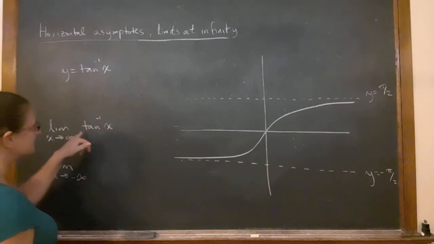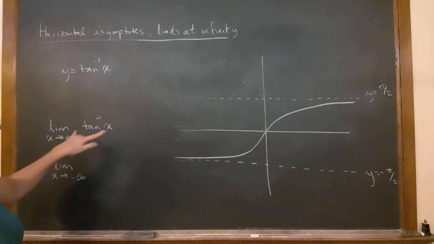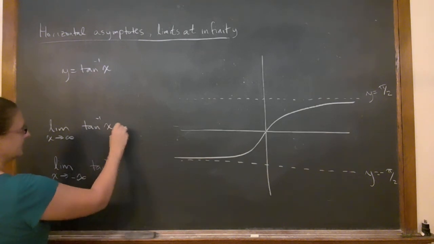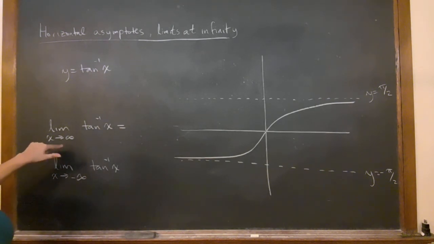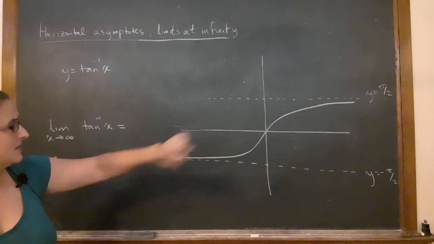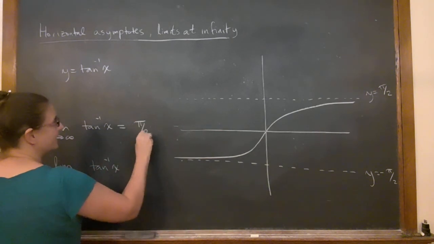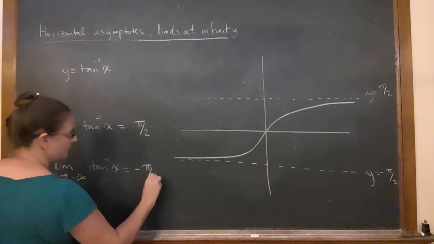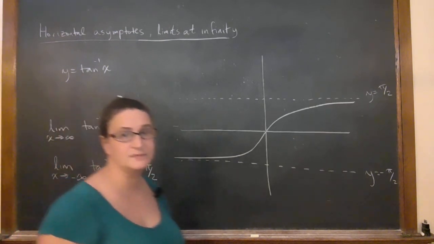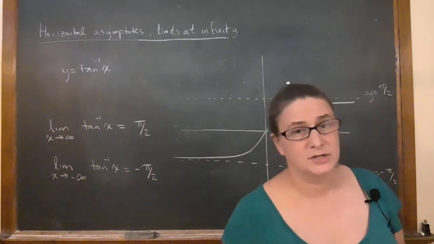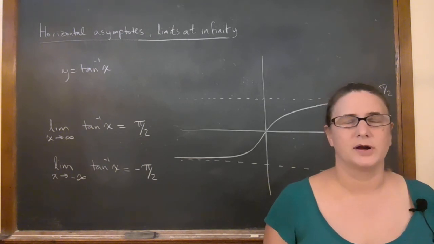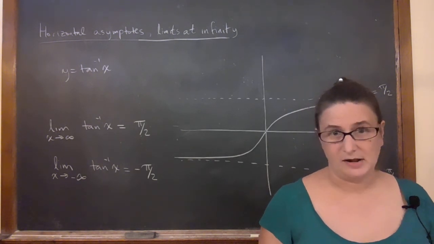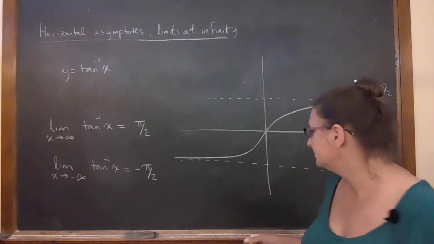In terms of how I write this with the limit, I've been writing f of x here, but if the function is small enough, you could just put the function in there. And if I look at the long-time behavior, as x goes off to infinity, I've got pi over 2 on the right-hand side, and negative pi over 2 going out on the left-hand side. So as we know, a function can have one horizontal asymptote, two horizontal asymptotes, or no horizontal asymptotes. That's all the options you have.